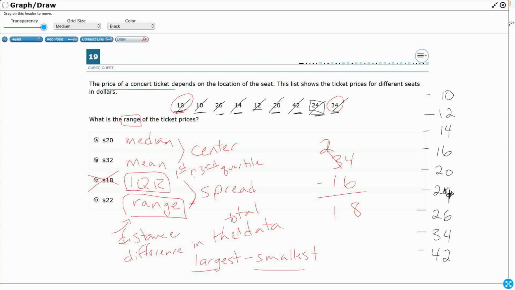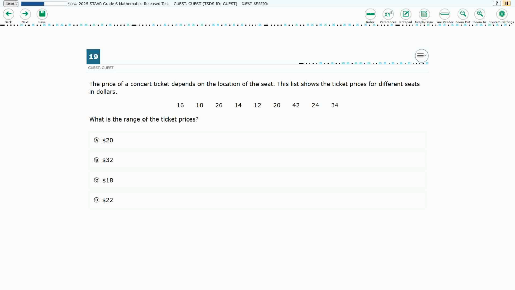All right. So I'm looking at the difference between these two pieces of data, and that's going to be the range. So that's going to be the spread. How far apart are the two extremes of this data? And so we've got our 42 and our 10. We don't even need to regroup. Some of you might have been able to do that just mentally, and that's fine. So it is going to be that 32. So that 18 definitely was a kind of a trap for you if you were going really, really quick. And so our answer here is going to be B, the range of the tickets is $32.